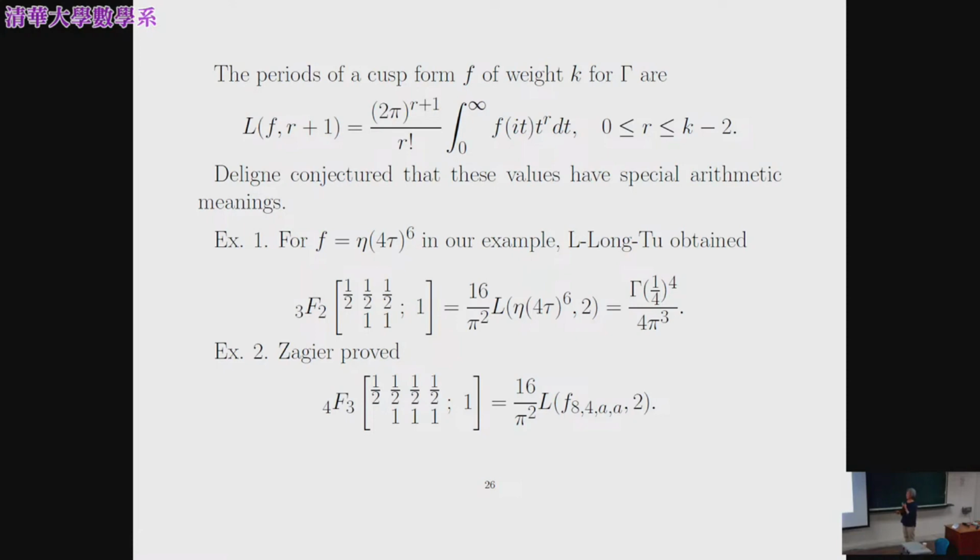So for instance, if I take f to be eta(4 tau) to the 6, this is a weight 3 form that we saw before, then we find out that its L-function value at 2 is a 3F2 hypergeometric special value at 1. And Zagier showed that if you take a modular form of weight 4 for gamma_0(8), then the L-function at 2 is also a 4F3 value at 1.